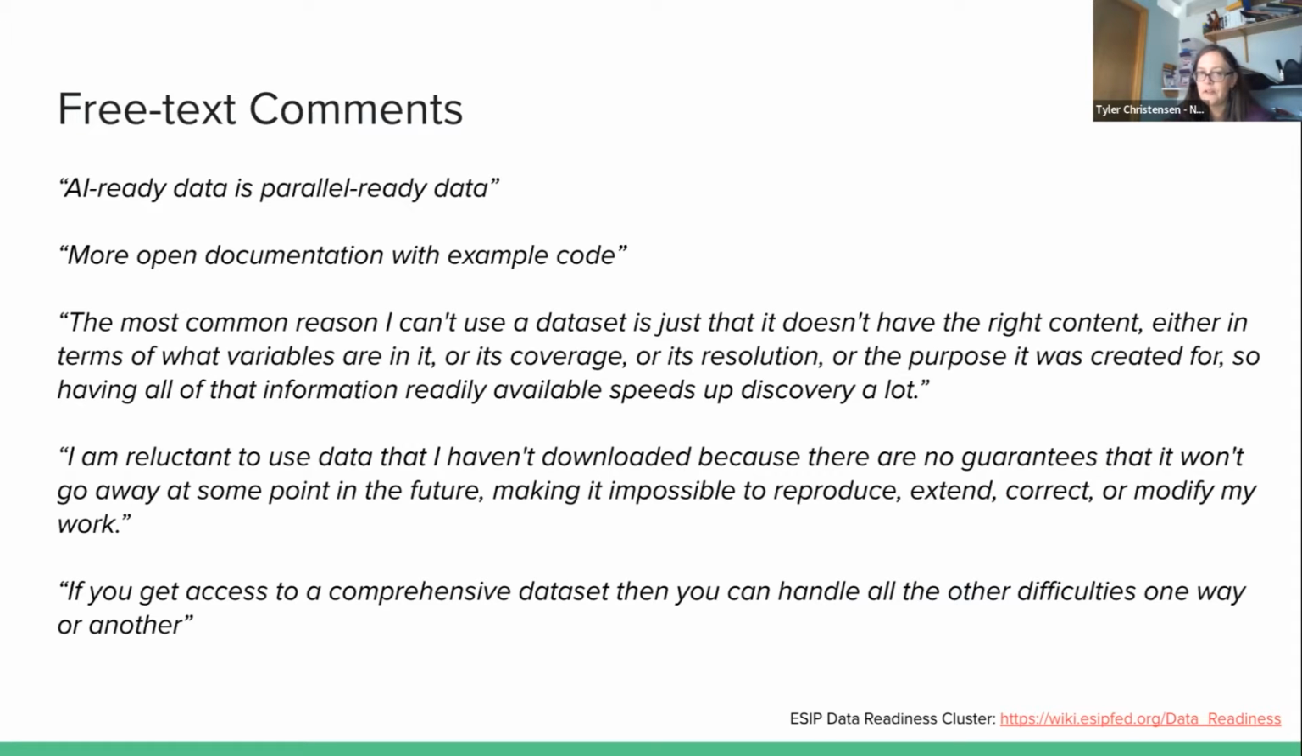So I just wanted to highlight a couple of the free text comments that we thought were really interesting. In Douglas's word cloud earlier, we saw this message that AI ready data is parallel ready data. More open documentation with example code was a really common request. I'm just going to read this one. The most common reason I can't use a data set is just that it doesn't have the right content, either in terms of variables, coverage, resolution, purpose. So having all that information readily available speeds up discovery a lot. So part of what we're aiming for here is carefully documenting the kinds of factors that people might be interested in to locate data that works for their purpose.